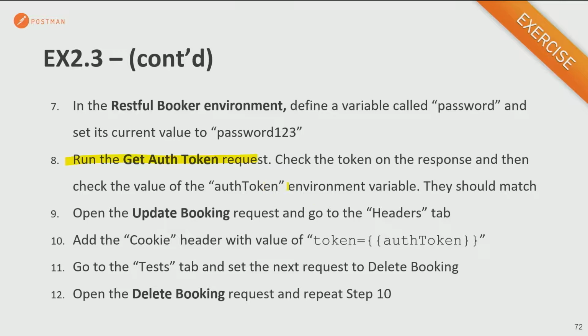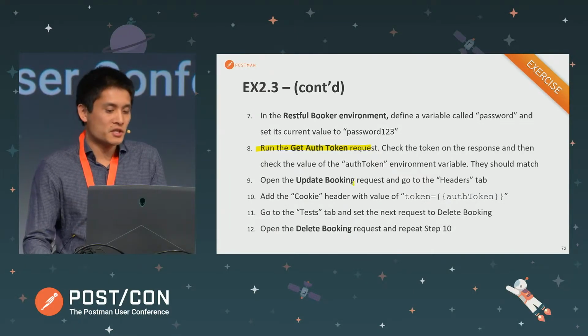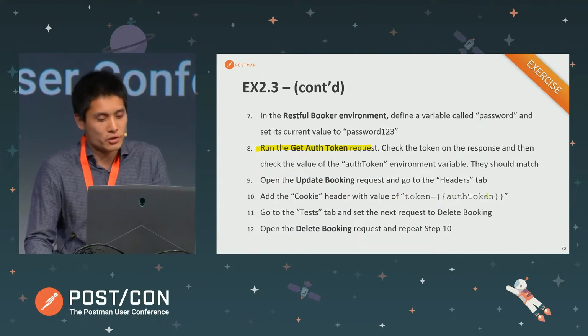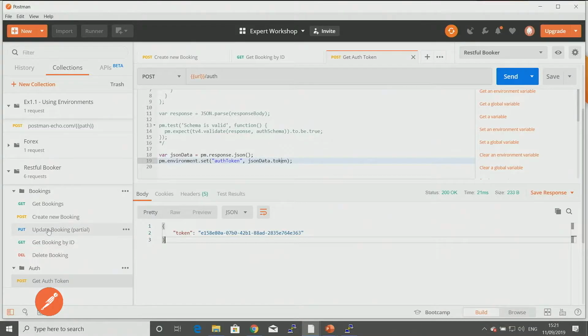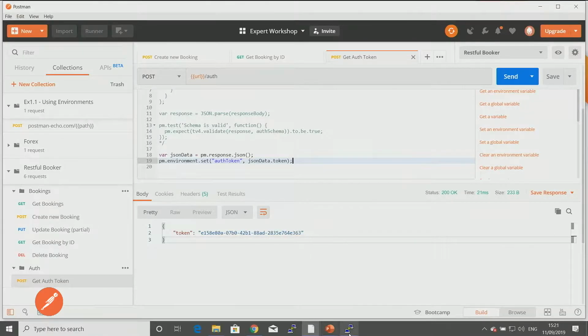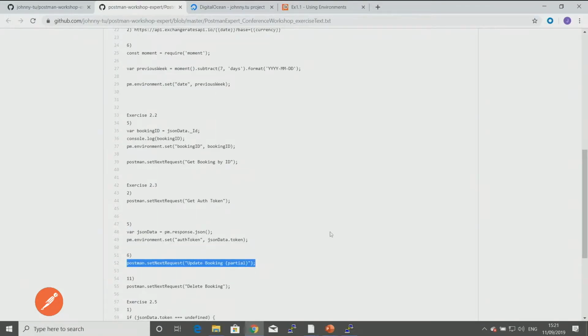Then we will open up the update booking requests. Now, the way we're going to send our authentication token is that in the API, it is expecting a header, it's expecting a cookie header, and the value of that header is basically our authentication token. So we'll go to update booking. Well, actually, no, at the end of getAuthToken, we need to tell Postman that the next request is going to be update booking. So you can see there. Let's go to that step there.